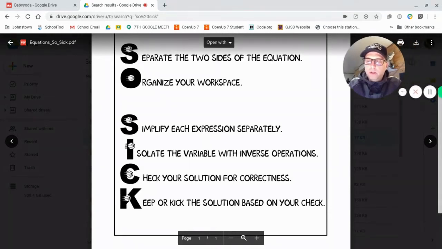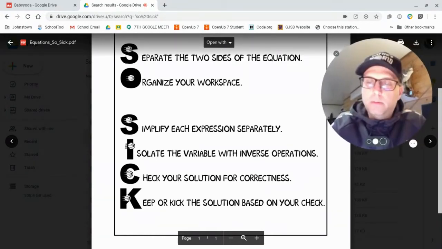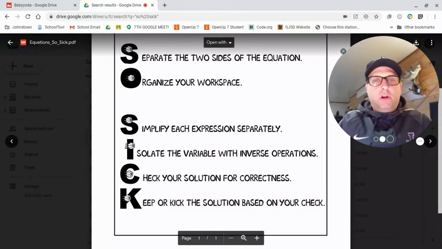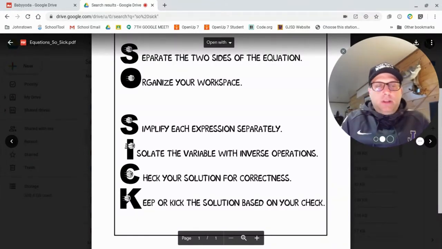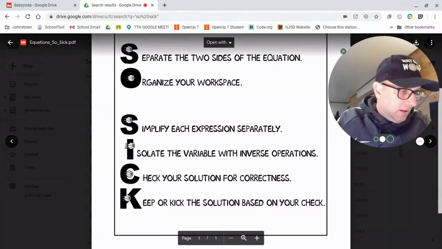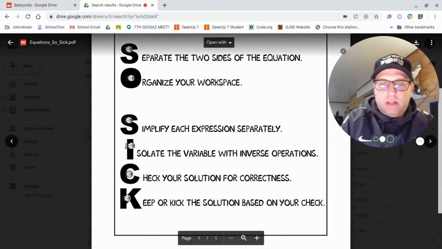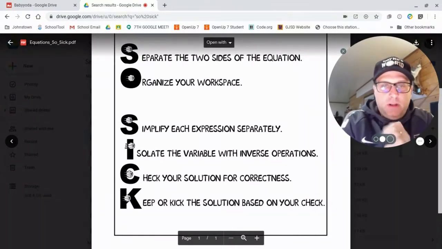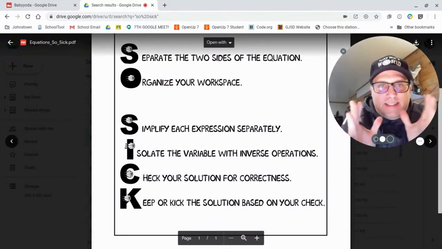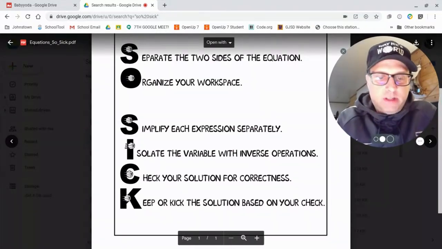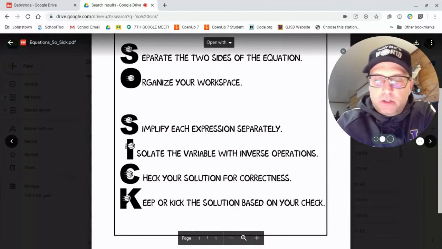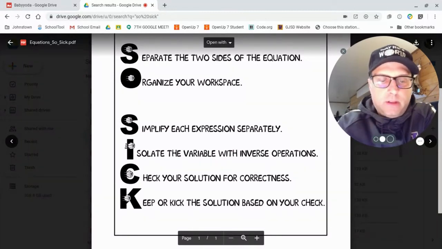Okay. What I came up with is this. Solving equations, and doing it well, and getting that really satisfied feeling from solving equations is so sick. It is so sick. And here's what I mean by so sick.